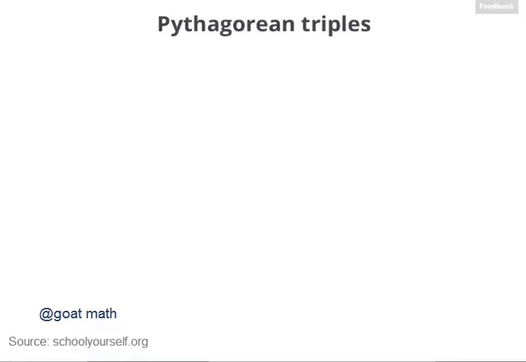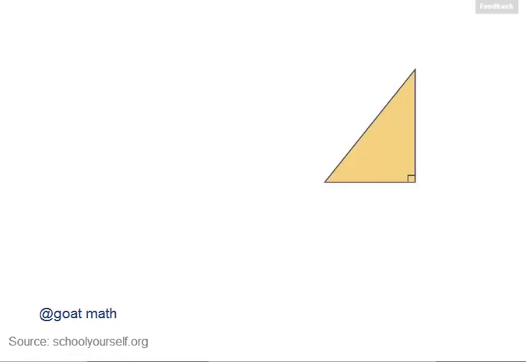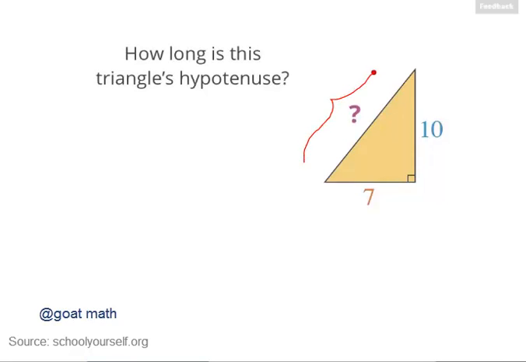Here we'll introduce what are called Pythagorean triples. But first, let's make sure you remember the Pythagorean theorem. Suppose you have a right triangle and its legs have lengths of 7 and 10. How long is this right triangle's hypotenuse? Your answer should have a square root in it. And if you'd like to review the Pythagorean theorem instead, click down here.